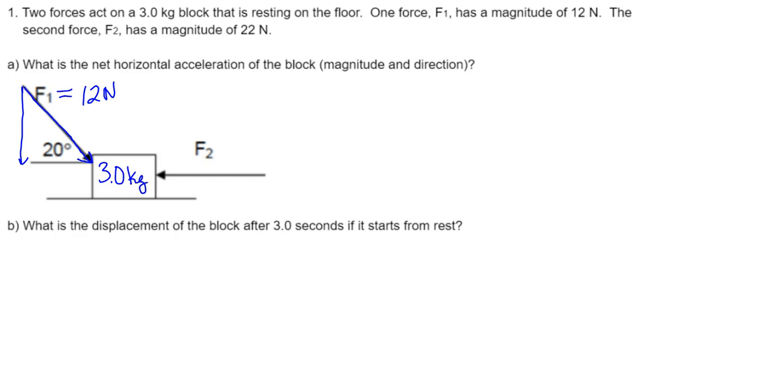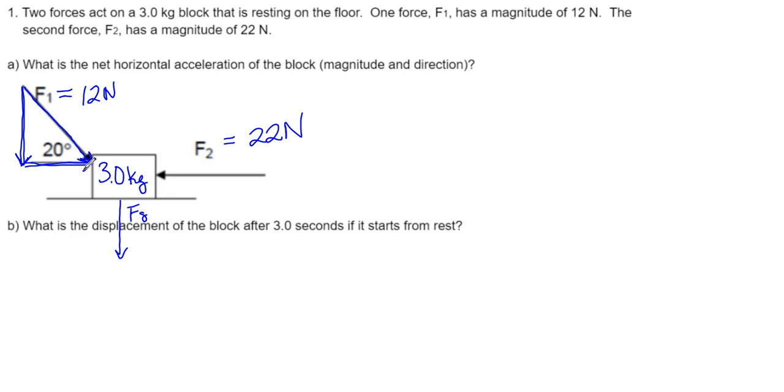Now, one thing that they did not put on here is we also have the force of gravity acting on this, so we need to add that. Force 2 is acting to the left and has a magnitude of 22 newtons. And the angle over here is 20 degrees. So we have two components, a vertical component and a horizontal component of our F1. F2 only has a horizontal component. And then of course we have the force of gravity as well.